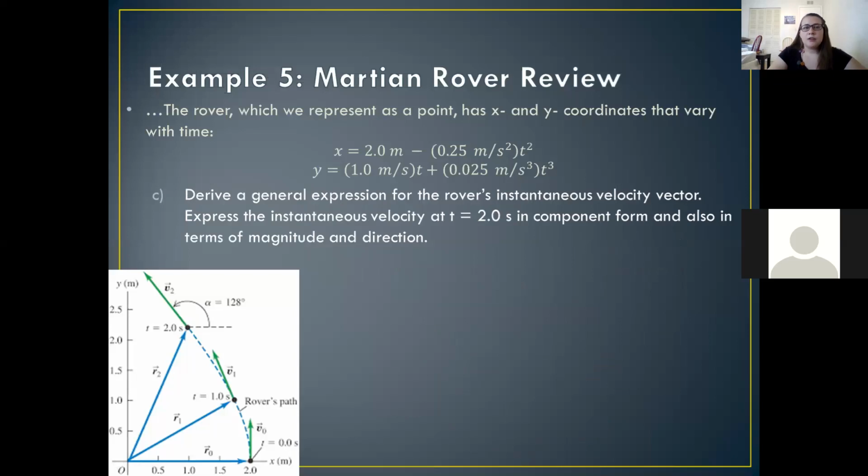Part C, derive a general expression for the rover's instantaneous velocity vector and express that instantaneous velocity at time equals 2 seconds in component form and also in terms of magnitude and direction. So this one is asking for a couple of different things. But first it asks us to derive a general expression for instantaneous velocity. You guys remember how we do that? What is the function that we use to find instantaneous velocity from a position?